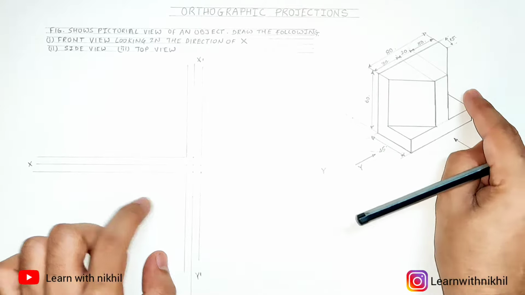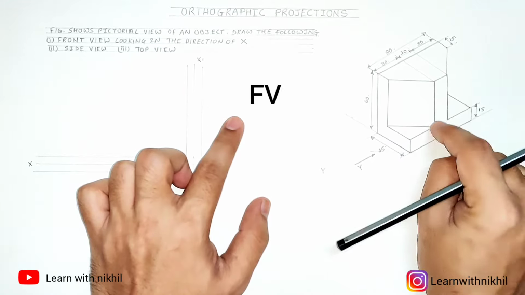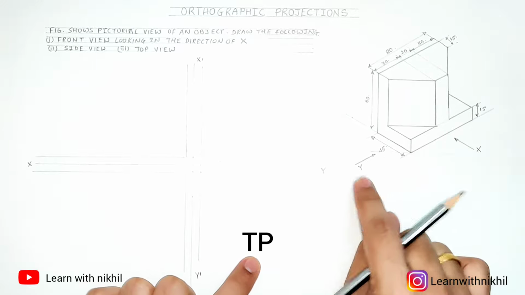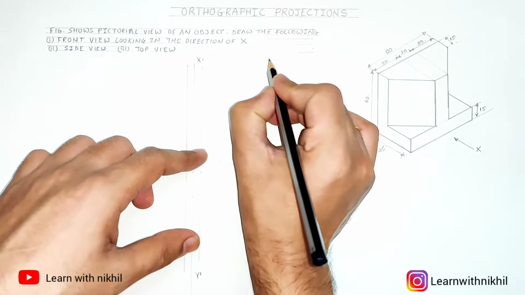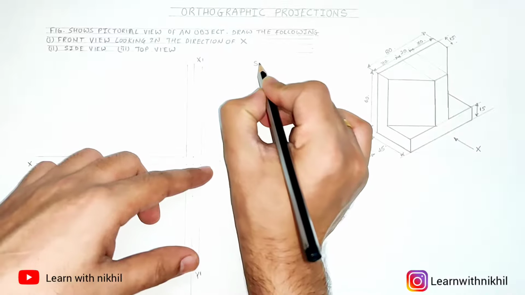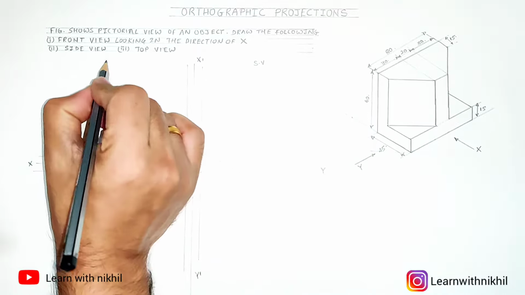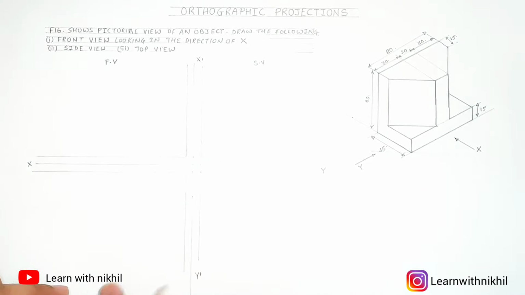Now if the arrow is from the right, the side view comes on the left side. Then here will be the front view and here will be the top view, if the arrow was from the right direction. Now according to this sum, the side view will be on this side. As the direction Y is from the left, the side view will be on the right. The front view will be on the left and the top view is always below the front view. This we are drawing in first angle method.